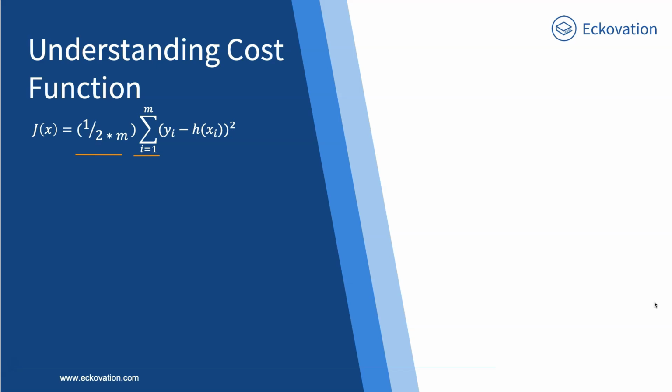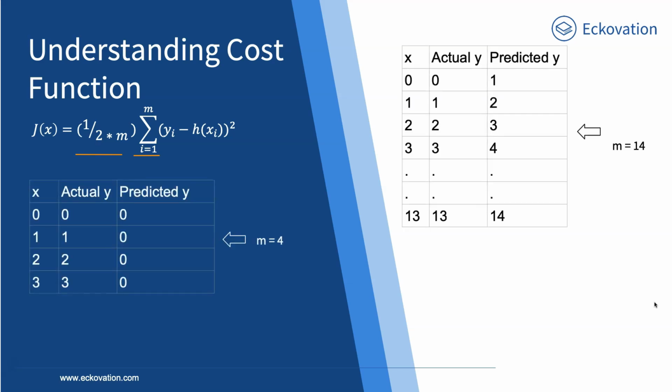Take the example of two data sets, one of which has only 4 samples and the other has 14 samples. Say we train two different models and their respective predictions are given in the third column of the data frame. In the smaller data frame, we can see that the model prediction is always 0, irrespective of the input x. This is actually a very bad model and must have high cost. Now, if we calculate its cost without dividing by the number of samples, the cost comes out to be 14, which is actually pretty high.